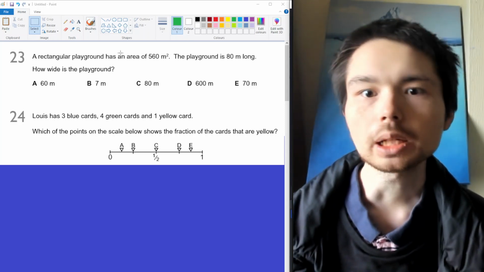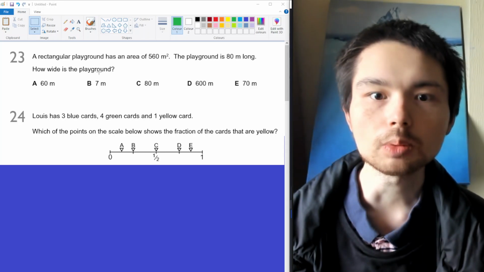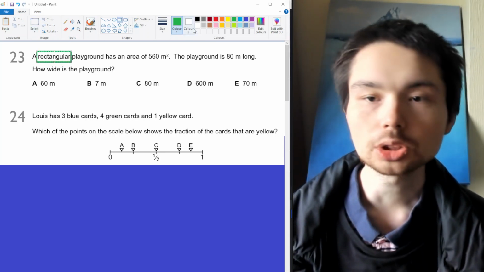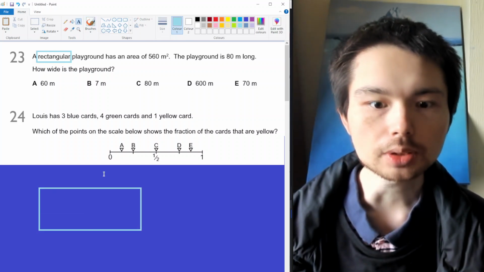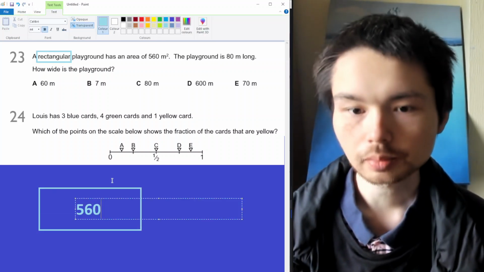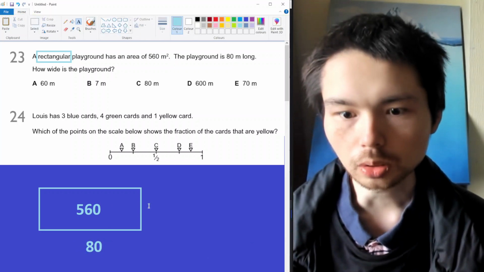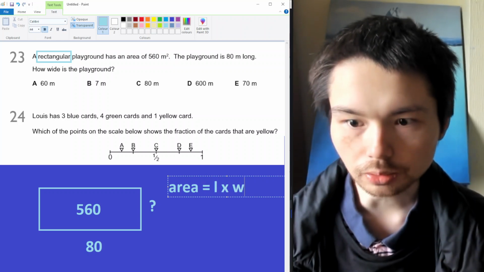A rectangular playground has an area of 560. The playground is 80. How wide is the playground? With rectangles, I tell my students you should just quickly draw one nearby. Area is the space inside, 560. The playground is 80 meters long. We want to work out this number. Area means length times width.